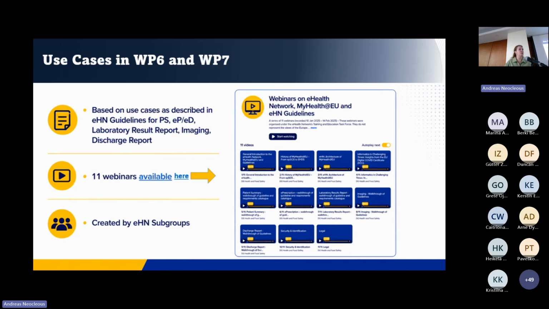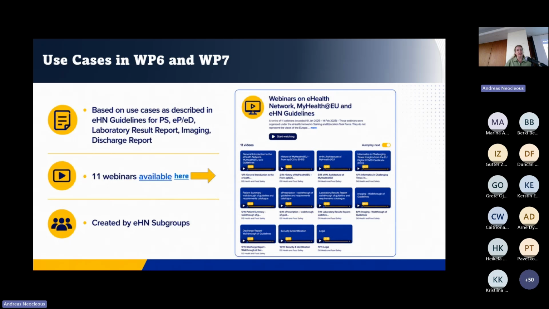And I wanted to also mention that we have been creating webinars on those eHealth network guidelines from the eHealth network subgroups members, and they are still available for you. So if you want to know more about the guidelines, please have a look. And every group, every team will explain what the guideline is about. And these are really like a fundament of the work we have been contributing to.